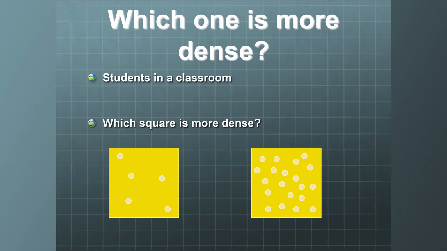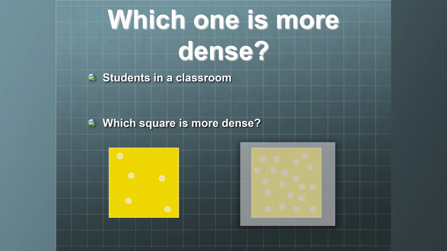They're pretending that those are students in the classroom. Which square is more dense, or which has the particles more crowded? If you look at the one on the right, there are a lot more dots than in the one on the left, so we would say the one on the right is more crowded.